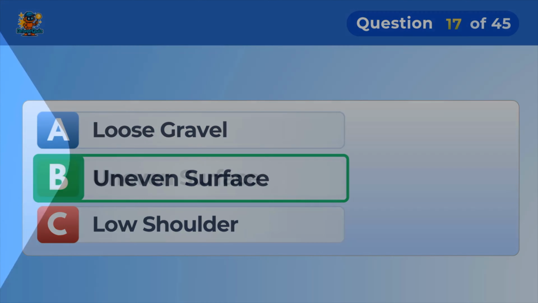Question 20. What is the name of this sign? A. Farm machinery. B. Horse-drawn vehicle. C. Golf cart crossing. Let's check it out. Horse-drawn vehicle.